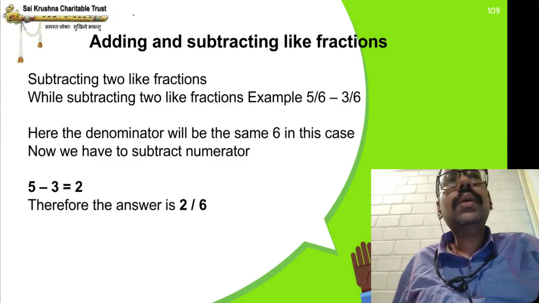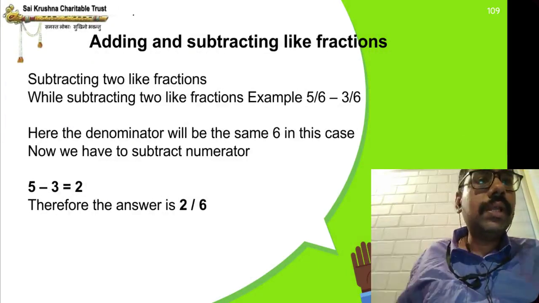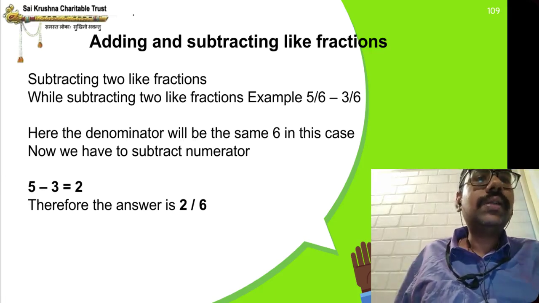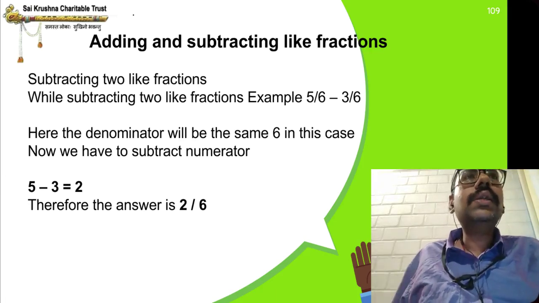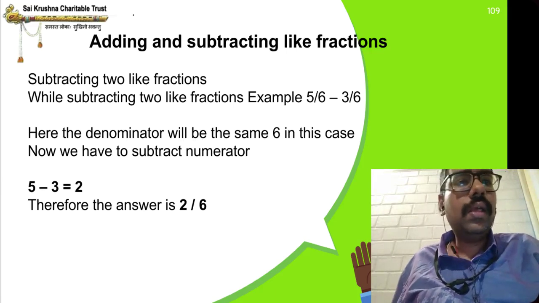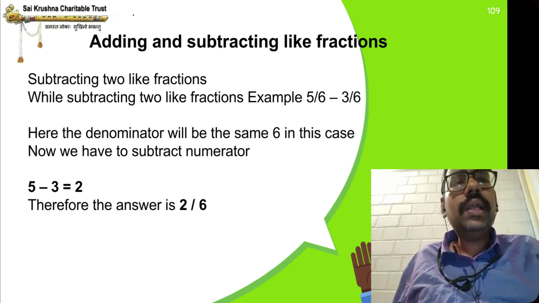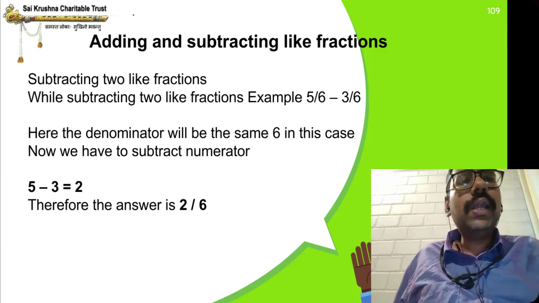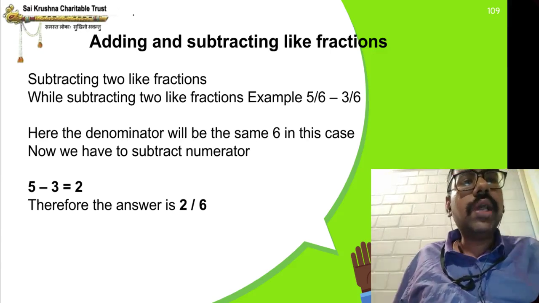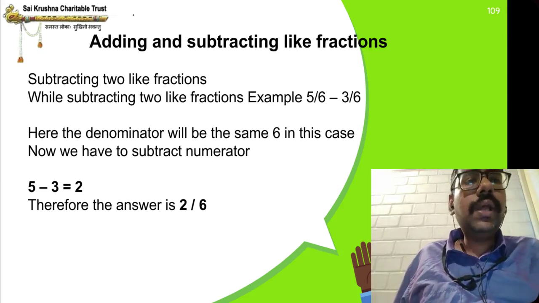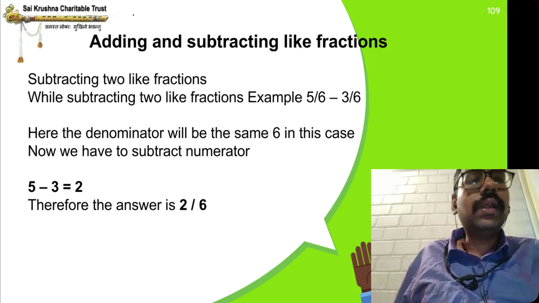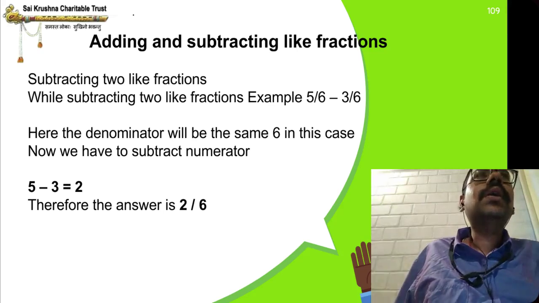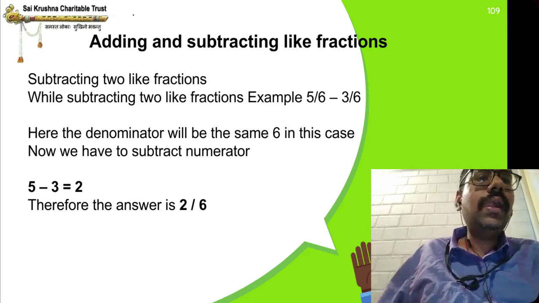Now, I discussed in the last class what is a proper fraction, what is an improper fraction, what are like fractions, and what is a mixed fraction. A fraction having a numerator which is less than the denominator is called a proper fraction. Example: 2 by 3. 2 is the numerator, 3 is the denominator. The numerator is the number at the top of the fraction. The denominator is the number at the bottom of the fraction. So a proper fraction means the numerator is lesser than the denominator.